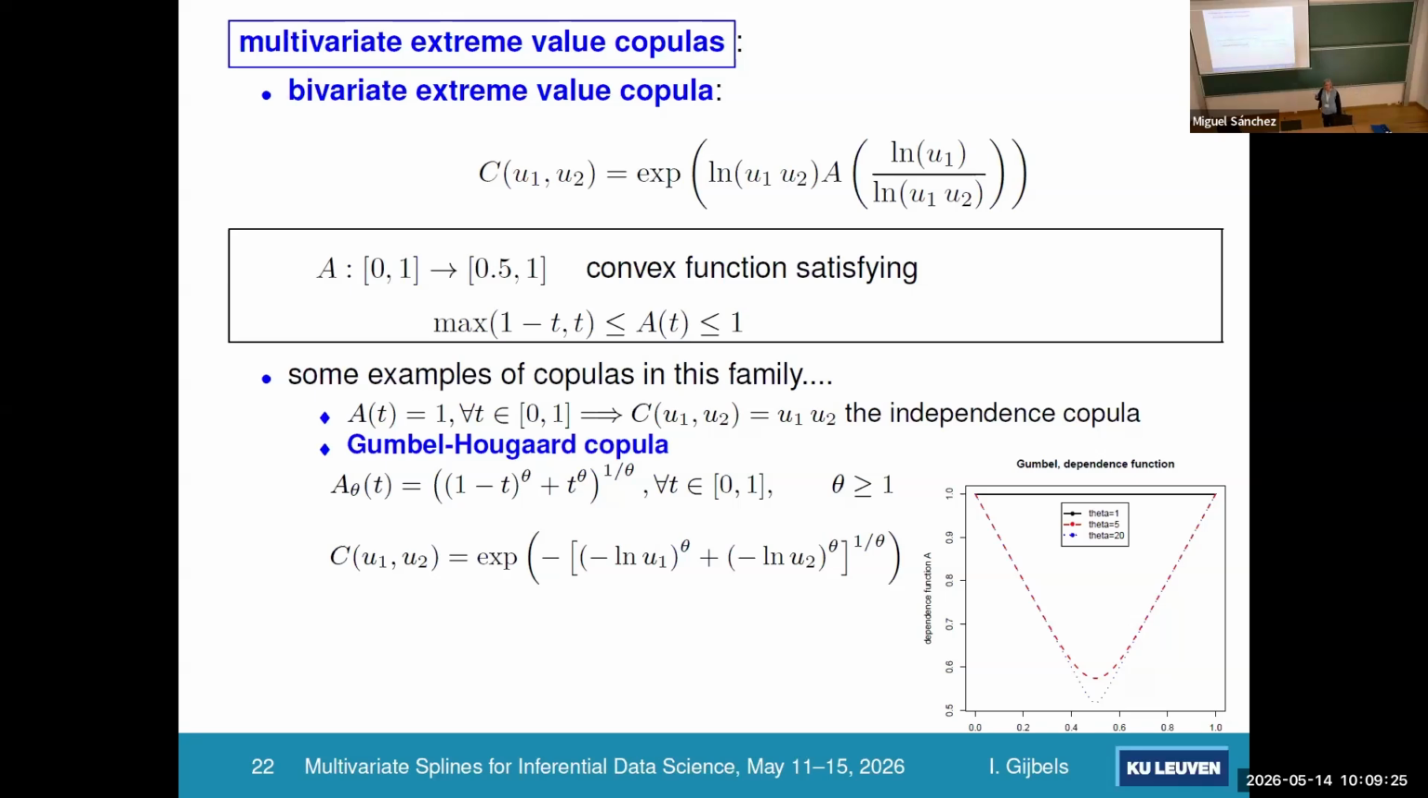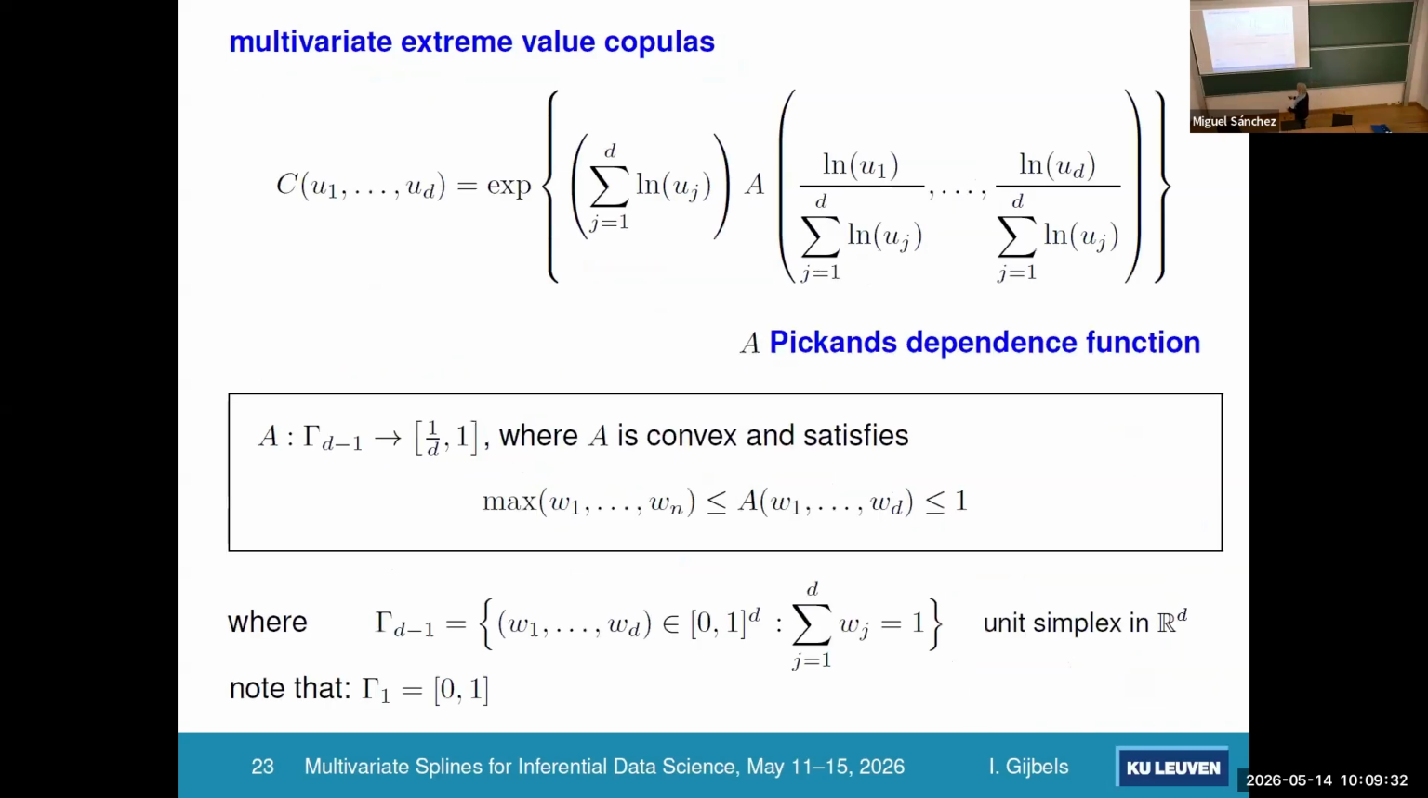And that is a function that I want to estimate from the data using B-splines. Now, in the multivariate case, just quickly, what you end up with is a function A, but now it's a function defined on a unit simplex in R^d. So now you have to estimate a higher dimensional function satisfying these constraints. So the problem is more difficult, and nobody has used splines for that, not yet. We are at the stage of bivariate.